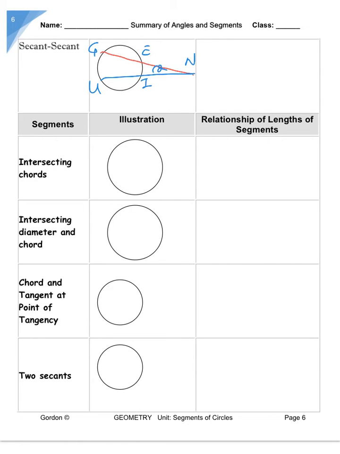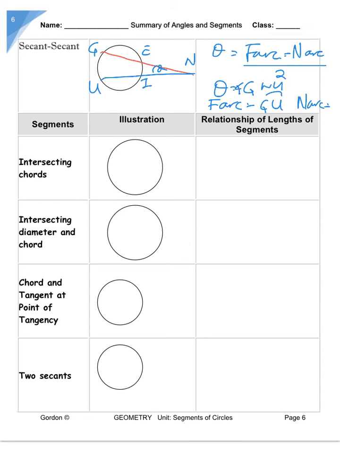Same thing as the tangent-secant before. The angle is going to be the far arc minus the near arc, divided by 2. So remember theta is equal to angle G and U. The far arc is going to be GU, and the near arc is going to be EI. So far arc is GU, the farthest from the angle. Near arc is EI. Notice we're not even worried about the outside, guys. It's what's intercepted by the two secants.